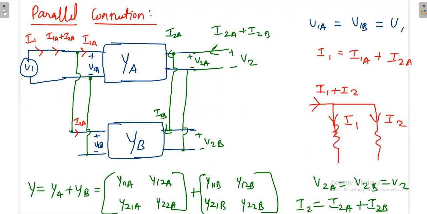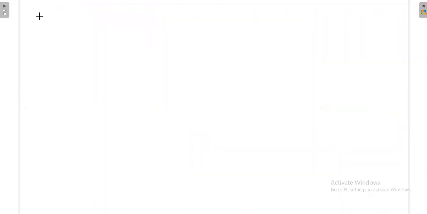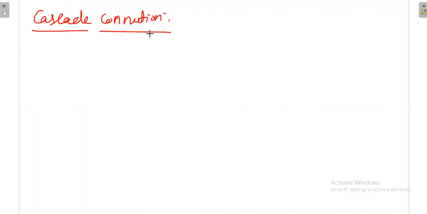Then we'll take the cascade connection. Generally we use the cascade connection for amplifiers, because in order to increase the gain of the amplifier, we do the cascading. That means the output of one amplifier will be connected to the input of the other amplifier. For example, if you have a system 1, this is input, this is output, then the output of the first system will be connected to the input of the second system. This connection is called cascade connection.